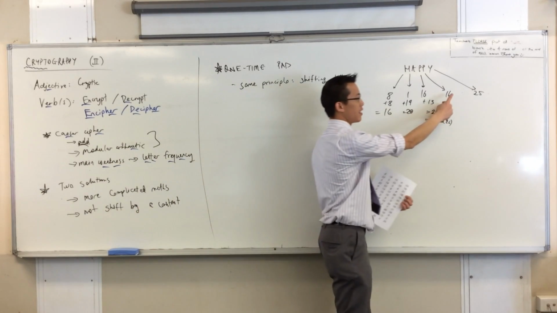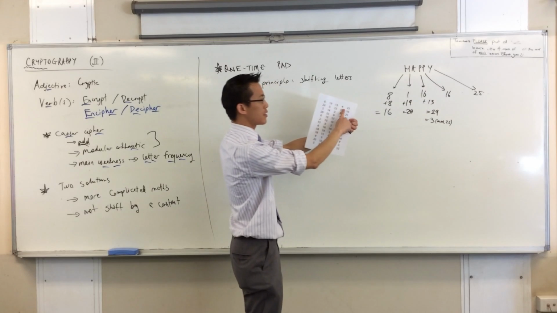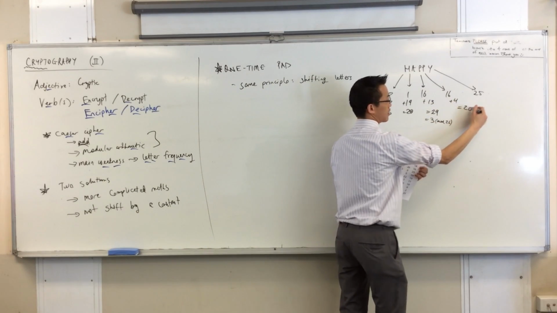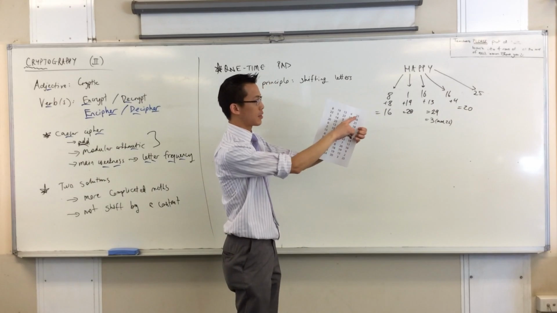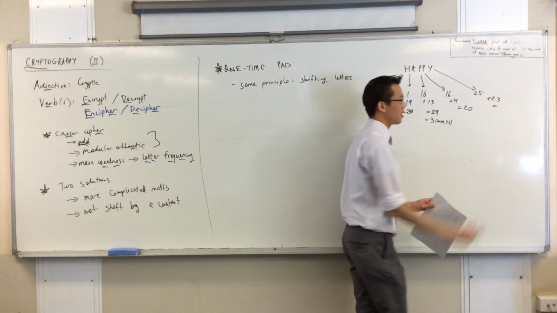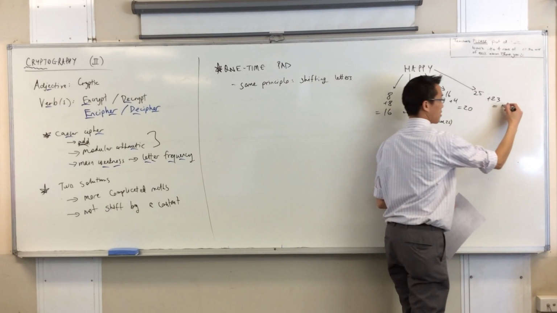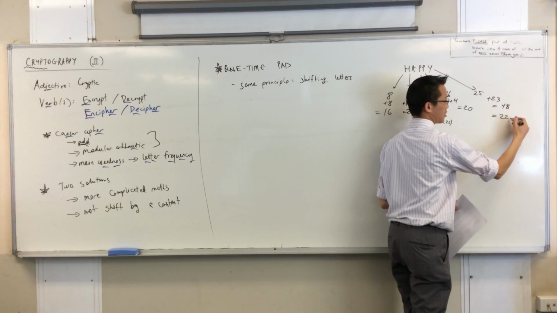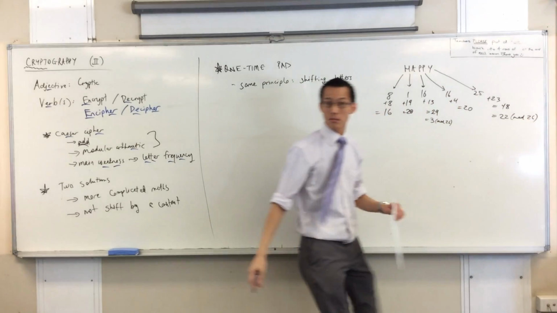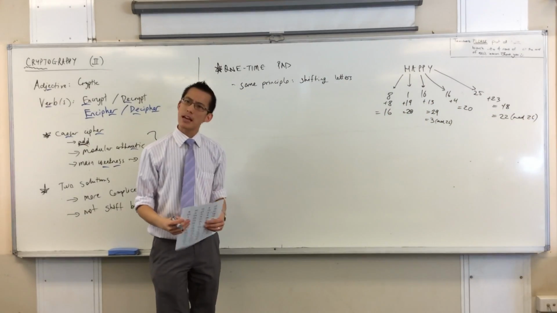Okay, now the next letter is still a 16, but I've moved over to the next one. I've moved over to a 4 now. So I'm going to add 4, so that'll be 20. And then my last one, 23, that's a big one. So that's going to be 48, which is the same as 22 mod 26. Is that okay? Right. So what am I actually going to transmit?